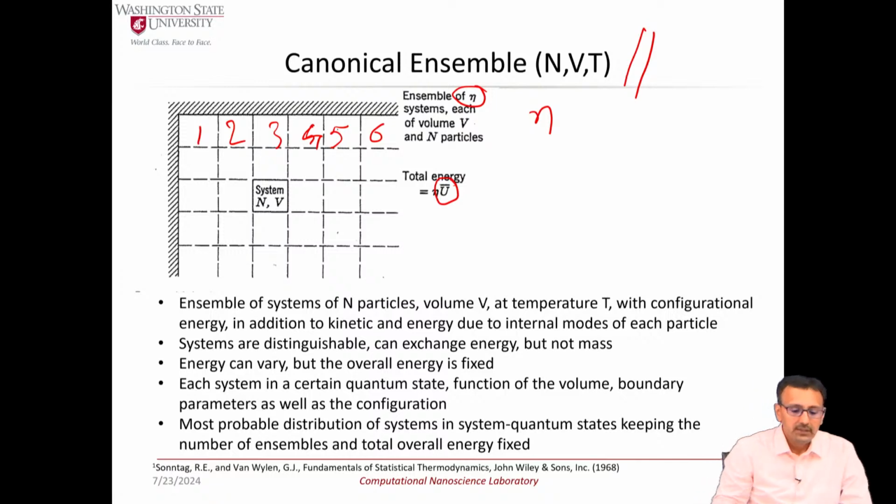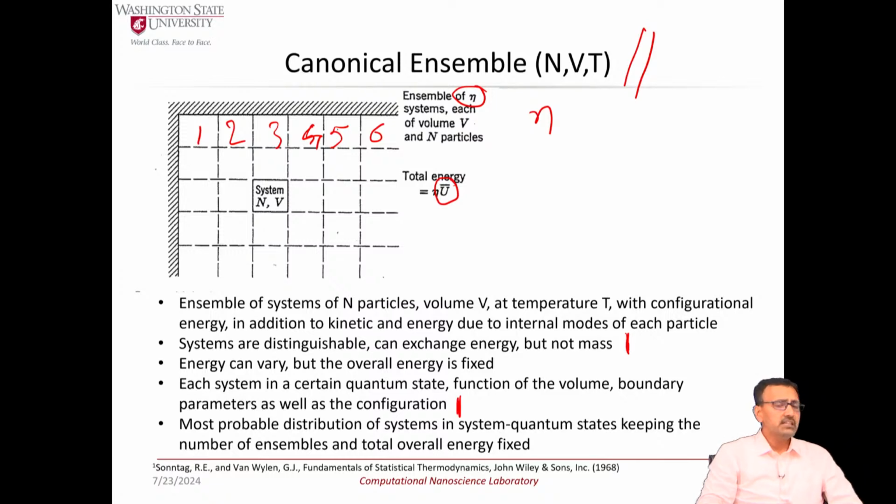Like I mentioned, these systems are distinguishable and can exchange energy, but not mass, because the number of atoms are fixed. I already went over this. Each system is in some sort of a quantum state. So, what quantum state are we talking about? It is the system quantum state. So, you can come up with the quantum state of a collection of particles. We are not talking about an individual particle now, but about the energy of the whole box, the system, which is basically a collection of atoms that are interacting.